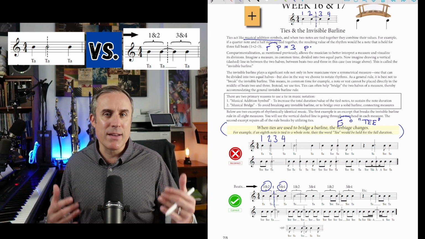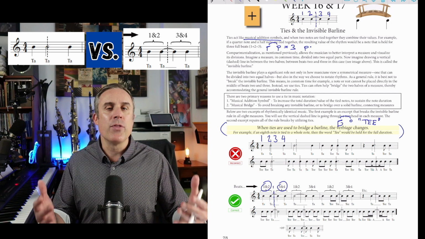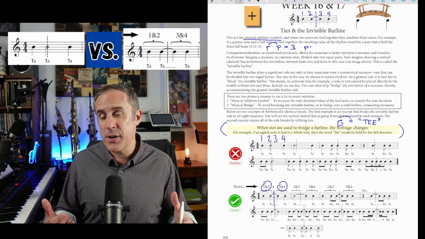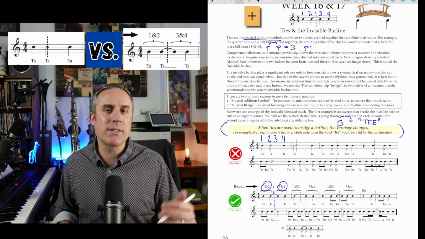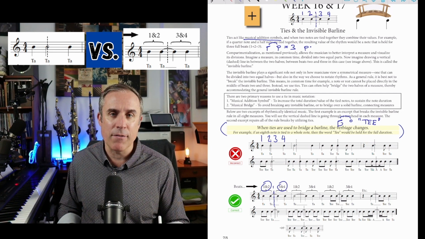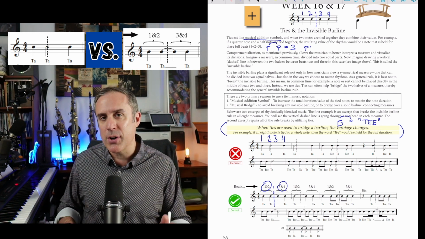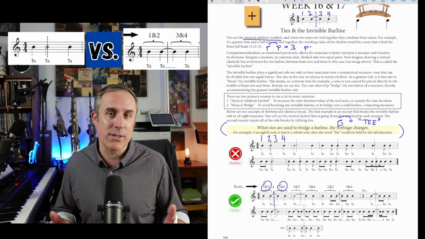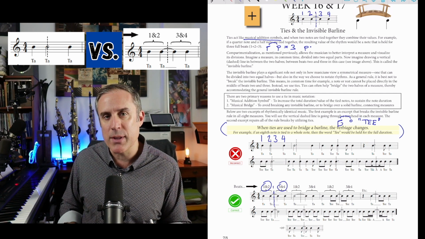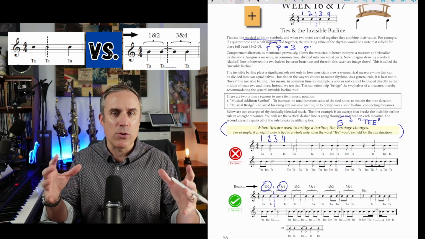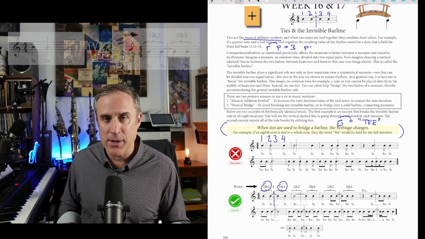I believe that in this stage of our rhythmic journey, the one on the bottom is the way I would prefer to teach it to students, but you will see publishers publish it like the one above. It's good to know that both of them are the same, and it's also good to know how we can use ties to bridge the gap between the invisible bar line and connect those two halves of a 4/4 measure.